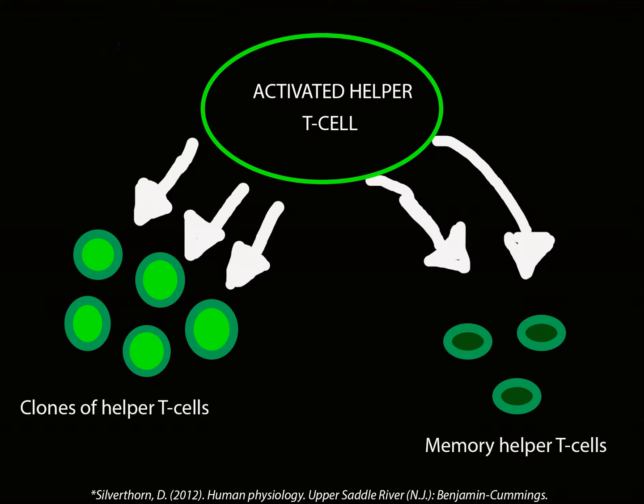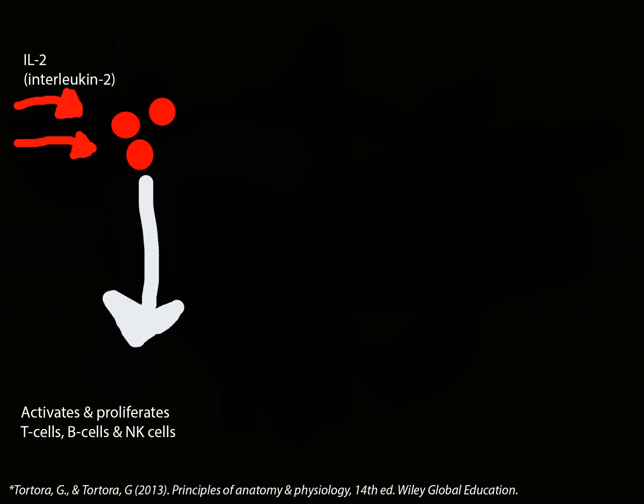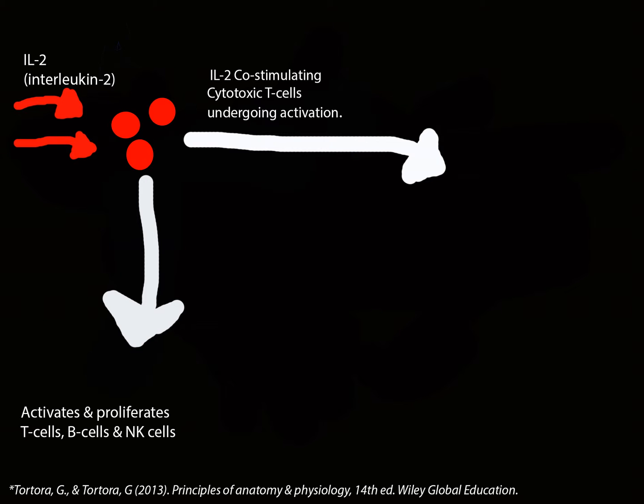These helper T cells are so aptly named because once cloned, they then secrete different cytokines, which are small protein hormones that stimulate or inhibit many normal cell functions and aid in the adaptive immune response of the body. The cytokine interleukin 2, which is secreted, enhances activation and proliferation of cytotoxic and helper T cells, B cells, and natural killer cells, and it aids in the activation of cytotoxic T cells via a process called co-stimulation.